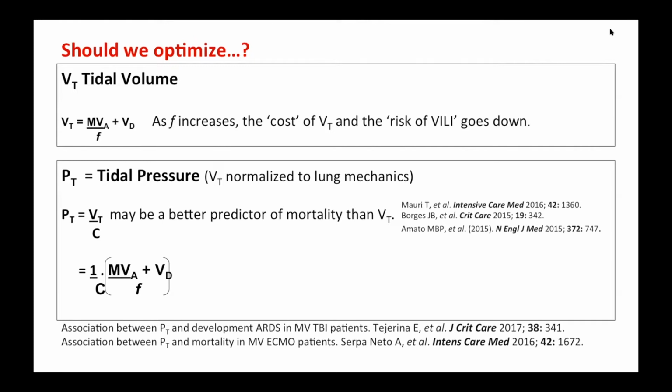Or should we optimize the tidal pressure, which would be the tidal volume that has been normalized to the lung mechanics? There is some evidence that the tidal pressure, which is the tidal volume divided by the compliance, may be a better predictor of mortality than tidal volume. And if you join the first equation to the second, this is what you get.